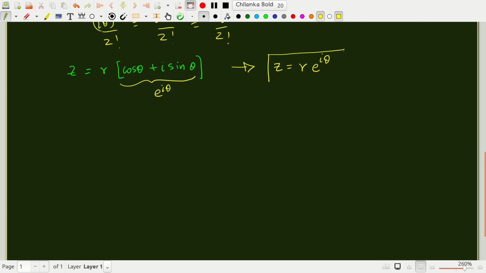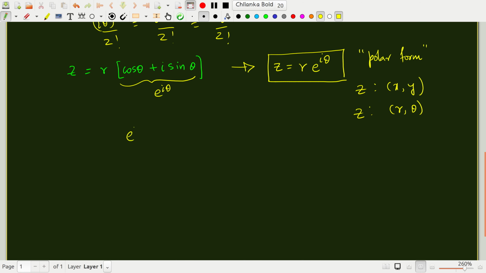This is a very, very important way of representing a complex number, and this is called the polar form of a complex number, because previously you had z as a pair of numbers x, y in the Cartesian plane. Now the same z is represented in terms of the polar coordinates r and theta, so therefore this is called the polar form.